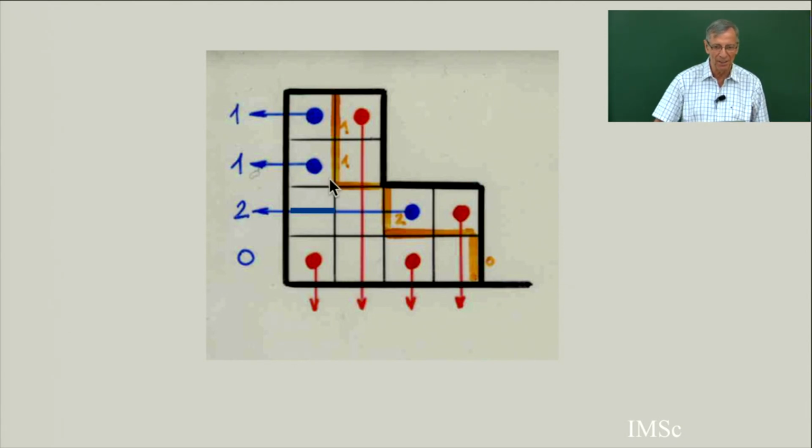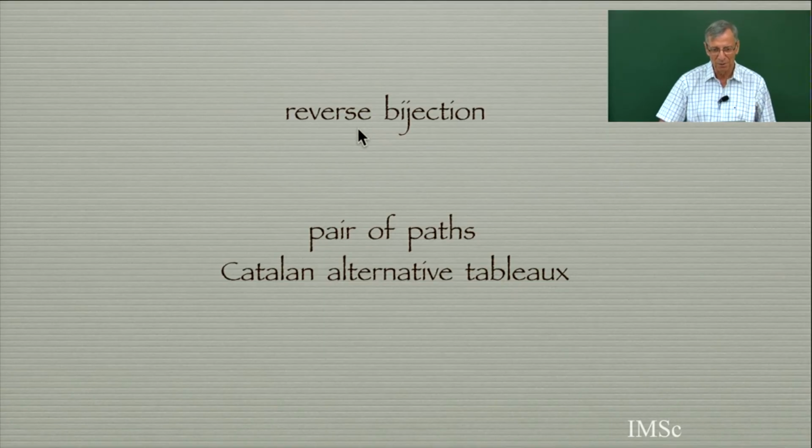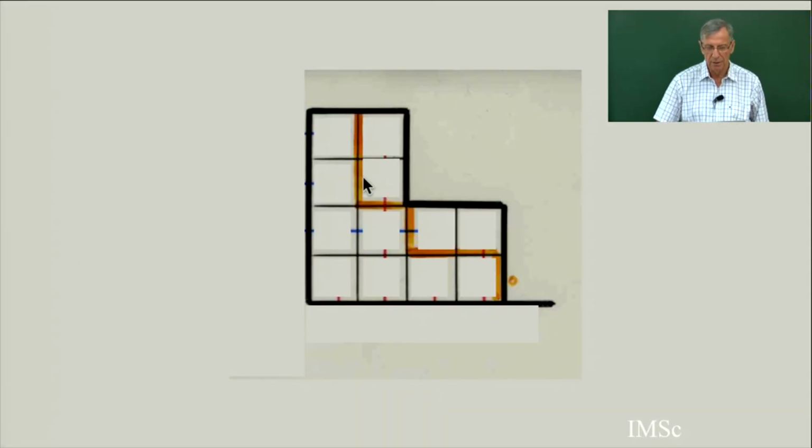If I put a 3, then I will have vertical edges here. This is possible. But 4 is not possible because I have this necessary red point to get a Catalan alternative tableau. So instead of taking these technical things, let's define the reverse bijection between pairs of paths and Catalan alternative tableaux.